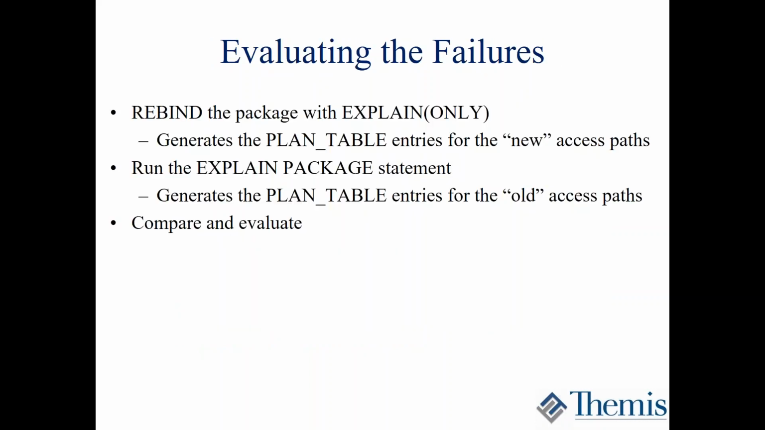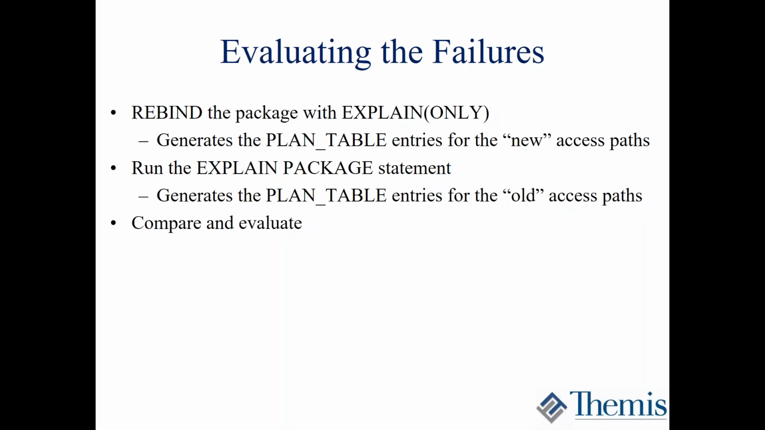All right, so what do I do then? If I bound with APCOMPARE error, how do I figure out which two statements changed? Notice it didn't tell me anything about which of the two statements were the same and which of the two changed. Well, probably the easiest way to deal with this is rebind the package with explain only. Then you'll get a plan table that has the new access paths. Run the explain package statement, and that will generate entries for the old access paths, and you can compare.